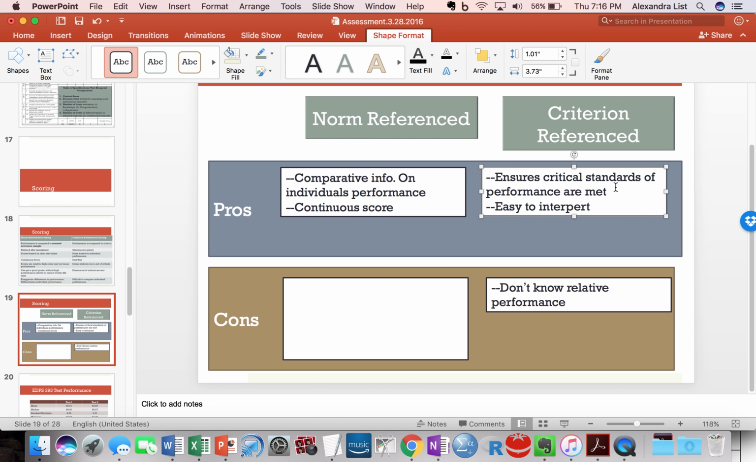Of course, a con associated with norm reference tests is that students can get a good grade without mastering key content.